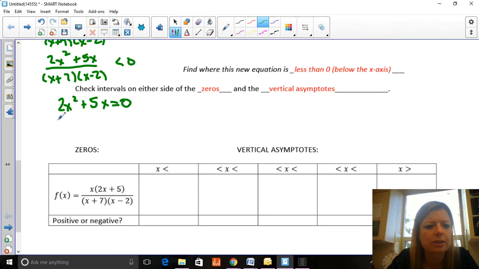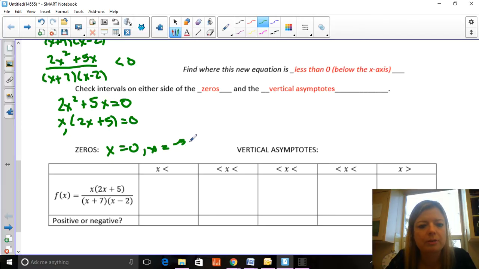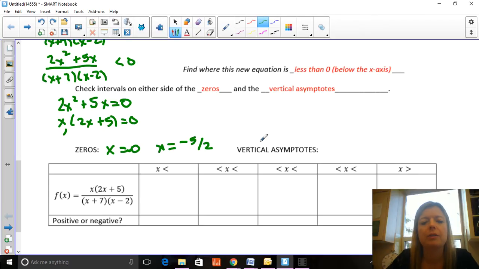So you can just take out an x and you're left with 2x plus 5. So then the zeros there are x equals 0 and x equals negative 5 over 2, which we recognize those two numbers from the solutions we found on GeoGebra. So we're on the right track. Now the vertical asymptotes are negative 7 and 2.